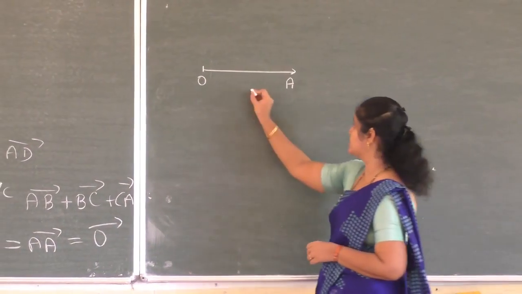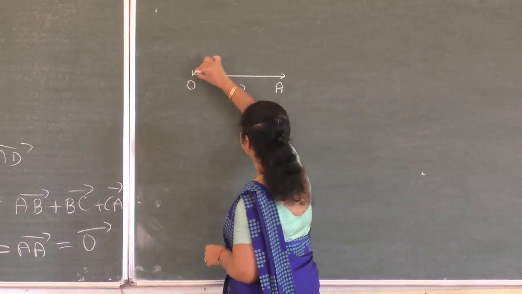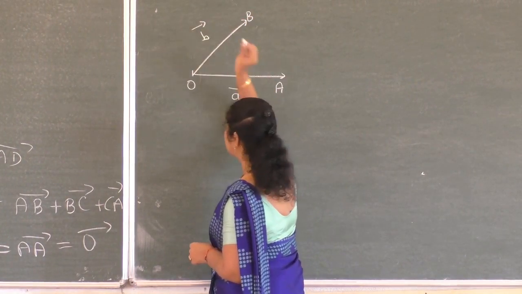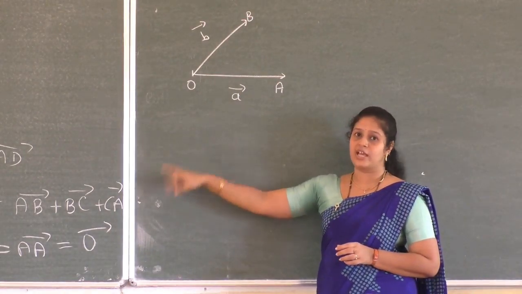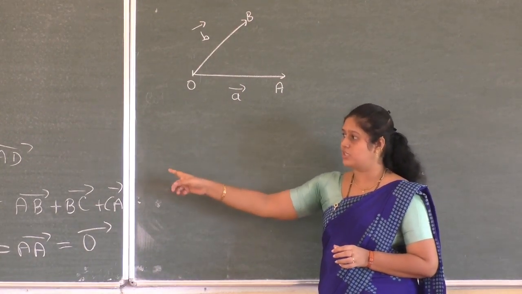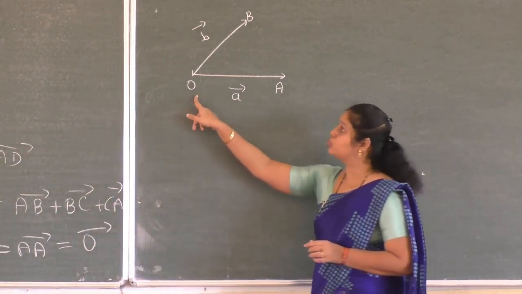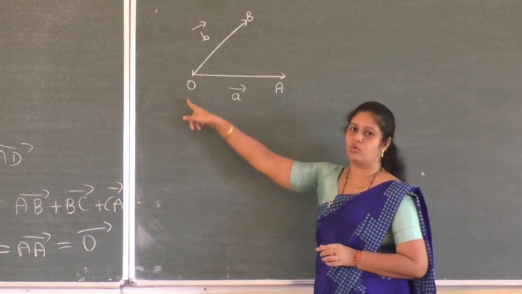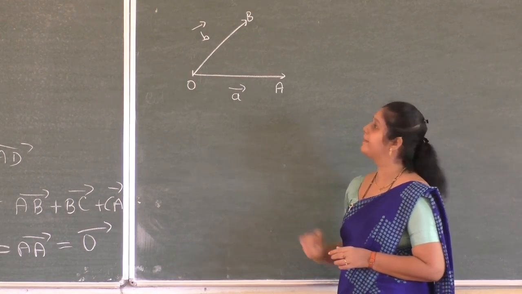Now take vector OA. I will take it as vector A. Then another vector, vector OB. I will take it as vector B. Okay, now you can see the difference. In the triangle of vector addition there will be two vectors, and the direction is followed one after another. But here we took two co-initial vectors. So vector A and vector B are co-initial vectors. So let us see how to add two co-initial vectors.